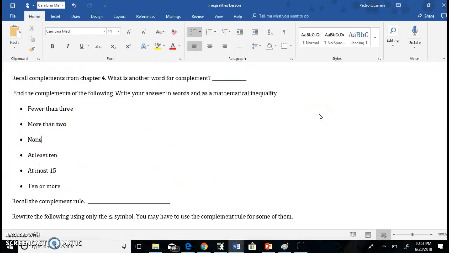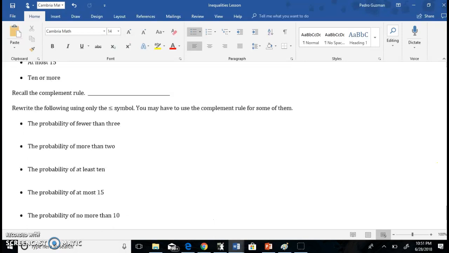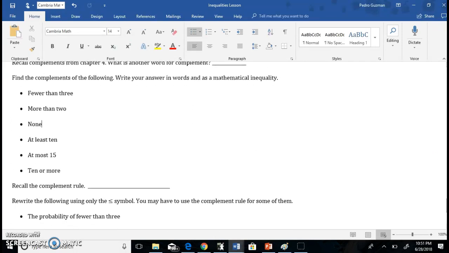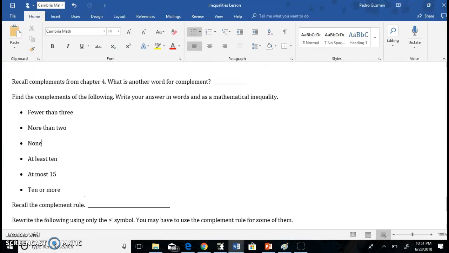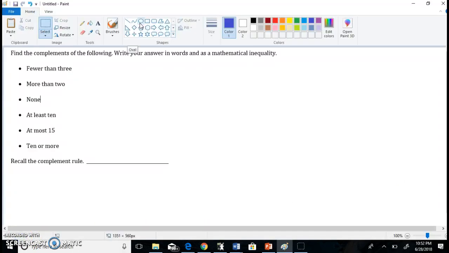Okay, in this last little portion here, we're going to get a head start on Chapter 4 by talking about something called complements. So when we think about a complement, I want you to think about the word not. So when we want to know the complement of fewer than 3, what we mean by that is not fewer than 3.